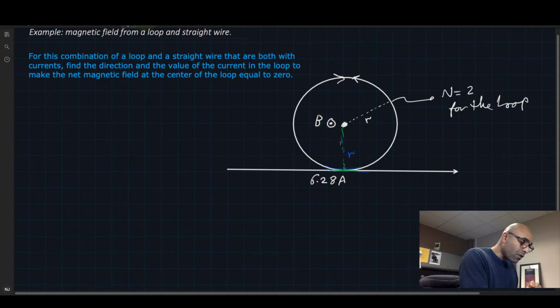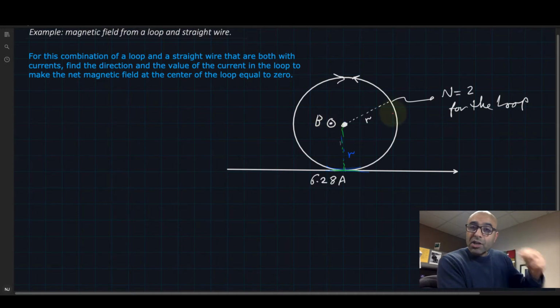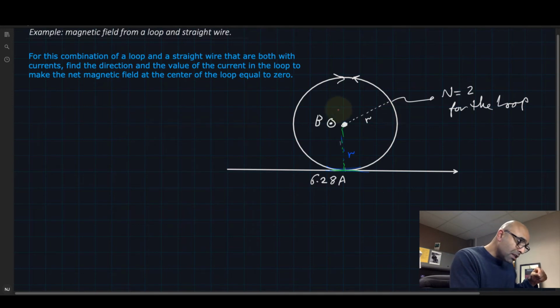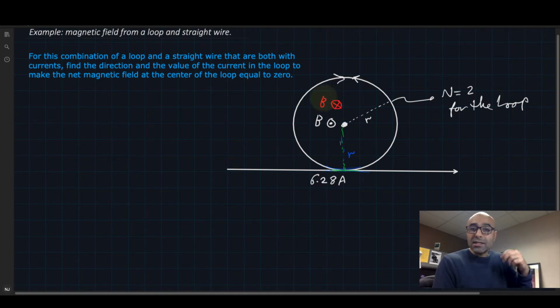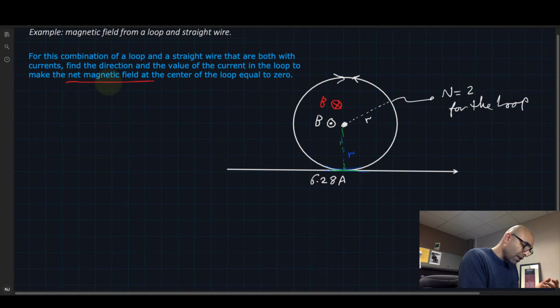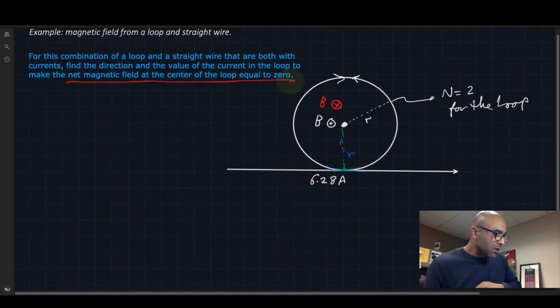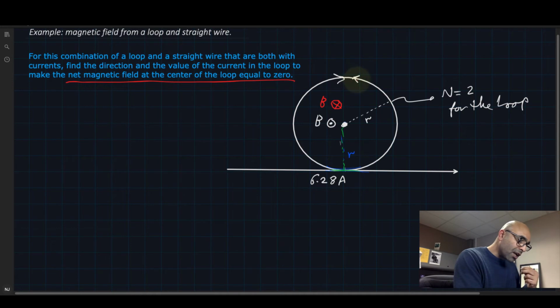For the loop, we need to put the direction of the current so that it makes a magnetic field that must be pointing down. Why is that? Because if we add these two vector quantities, since magnetic field is a vector quantity, that's the only chance that they will add up to 0. That's what we're looking for. We need the net magnetic field at the center of the loop to be equal to 0. We need to find the direction and the value of this current in the loop.